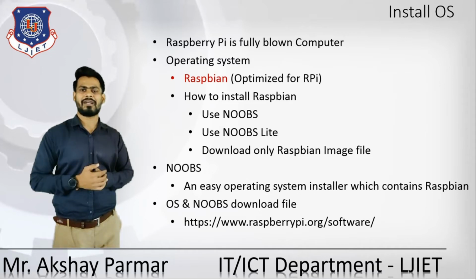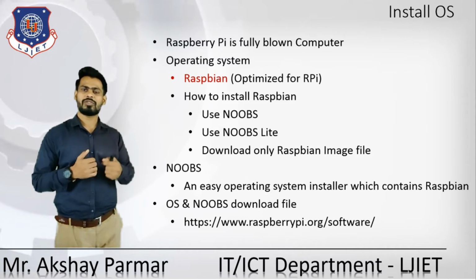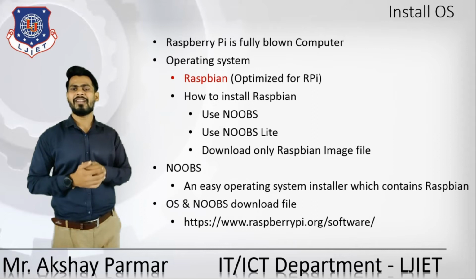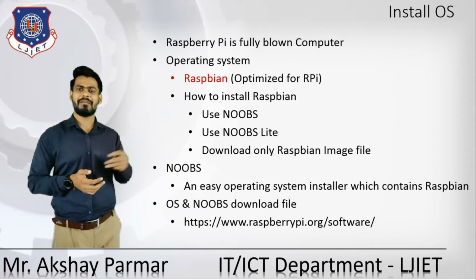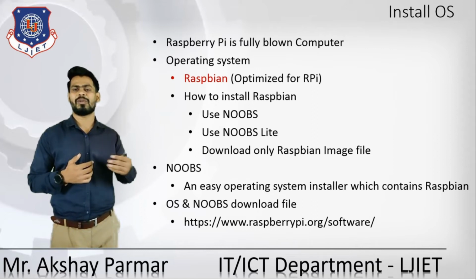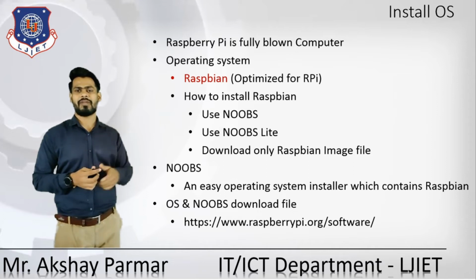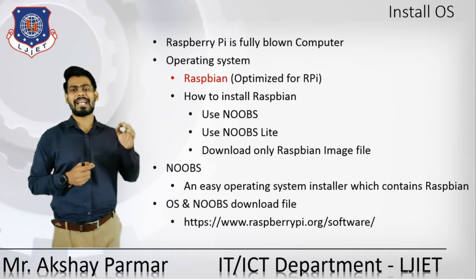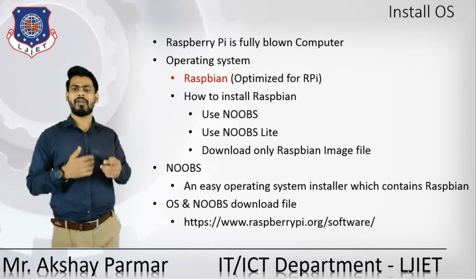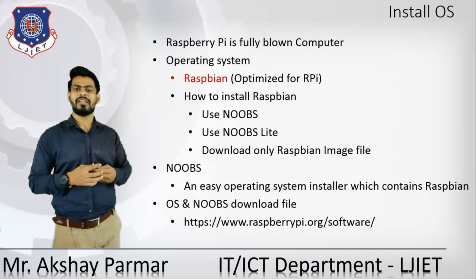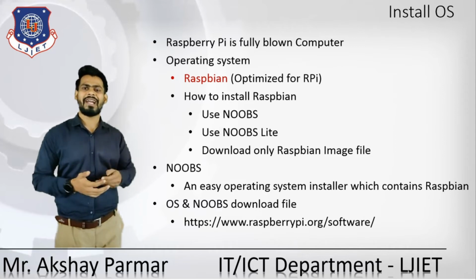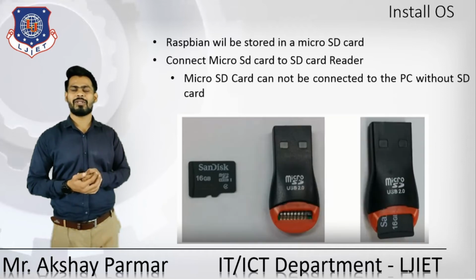There are three methods. One is using NOOBS, another is using NOOBS Lite, and we can also download only the Raspbian image file. What is NOOBS, first of all? NOOBS is an easy operating system installer which contains Raspbian. For the OS and the NOOBS download files, you can visit raspberrypi.org, and in the software section you can find both NOOBS and the OS.